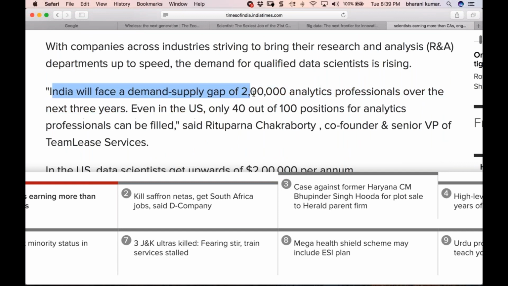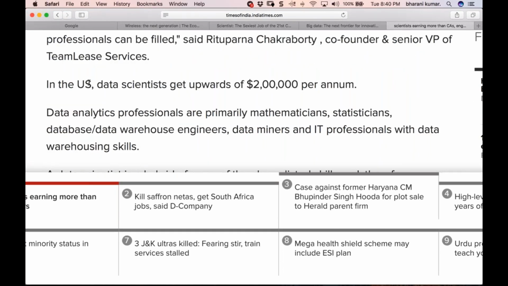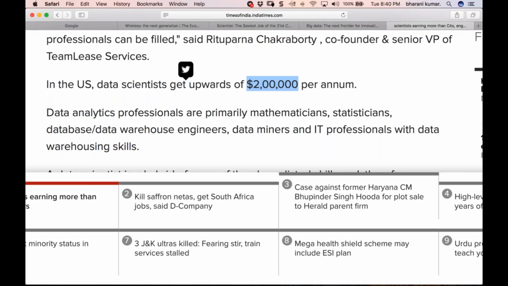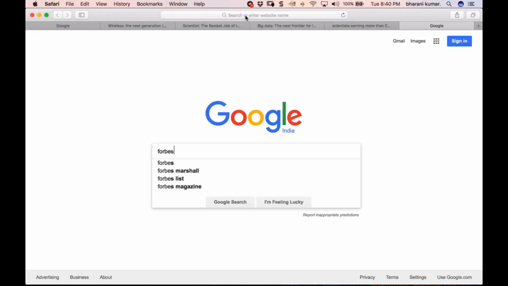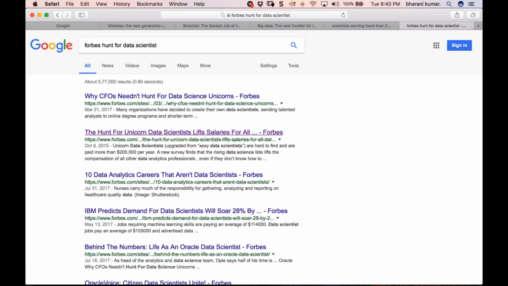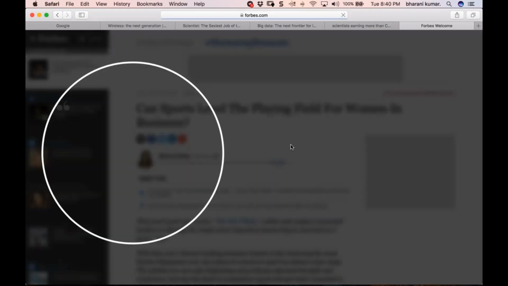India will face a demand supply gap of 200,000 analytics professionals over the next 3 years. And you know what? Only 40 out of 100 open positions in United States people are able to fill because of lack of talent. And in US, data scientists are getting paid how much? $200,000 per annum upwards. I mean, people who are attending this session, a few of y'all might have been to US. Think about this. When will you get $200,000? When will you be close to that? Yeah, and you can do a lot of exploration. Forbes, hunt for data scientists. Forbes, which is also a prestigious organization by all means, has to say this.